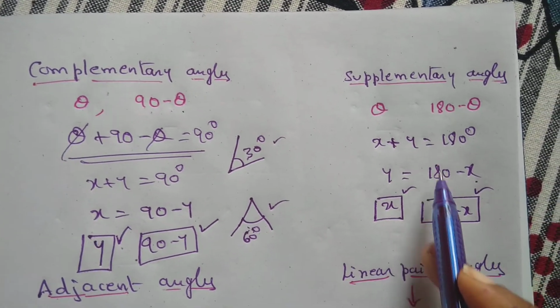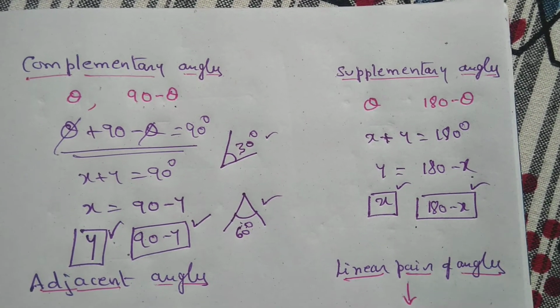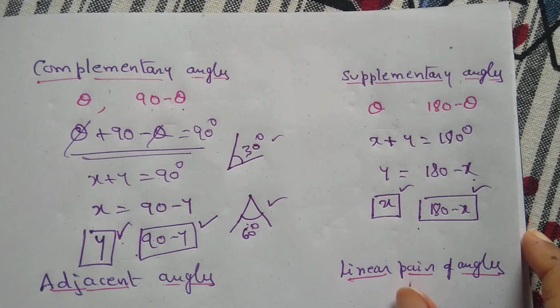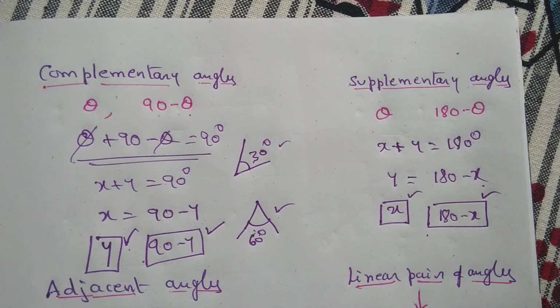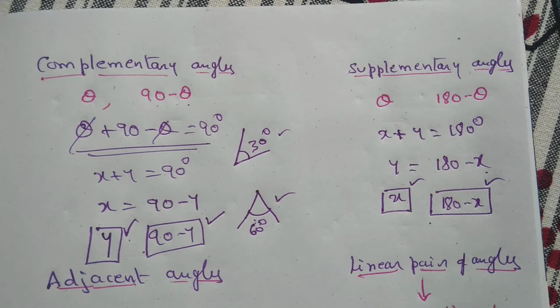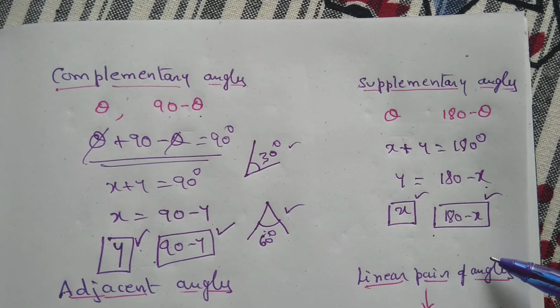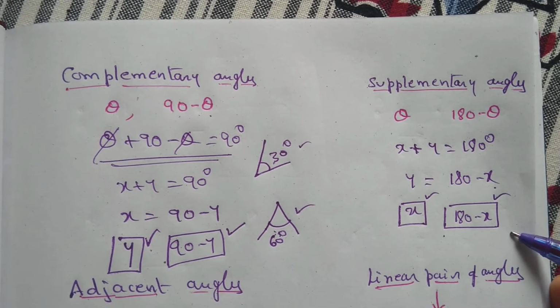Similarly, in case of supplementary angles also, two different angles may not be together. It is not necessary that they are together. Some angle x, some other angle y, somewhere they are. Whenever their sum is 180 degrees, then we call them supplementary angles.